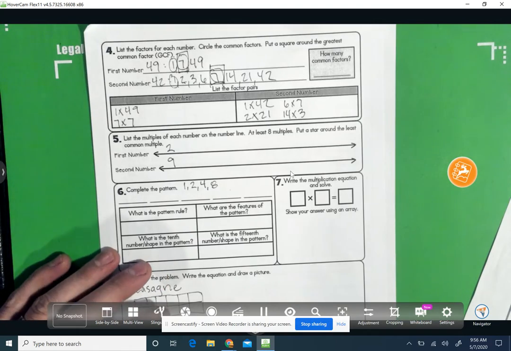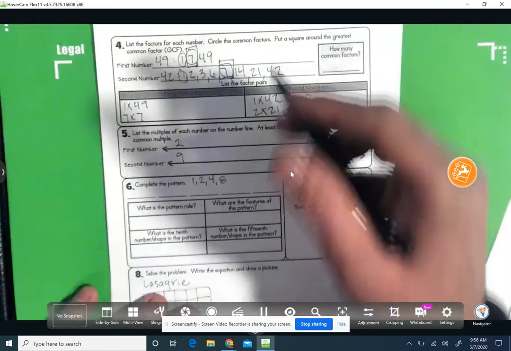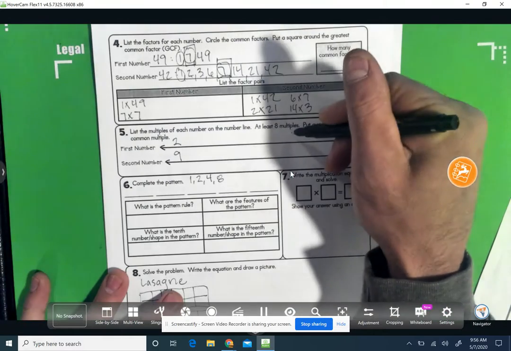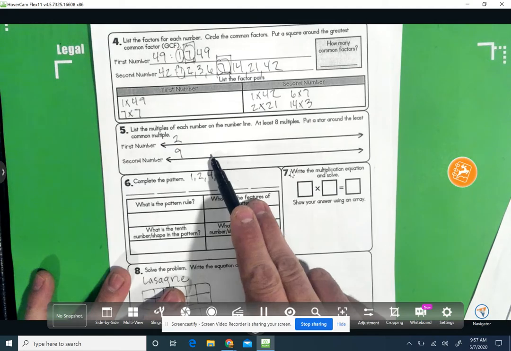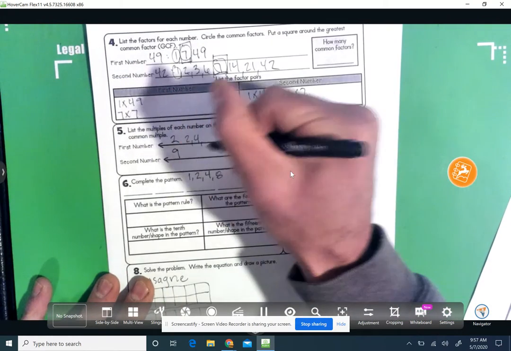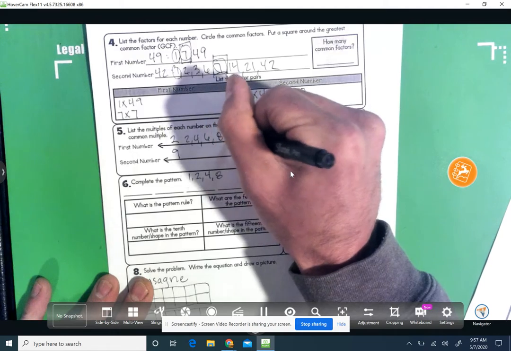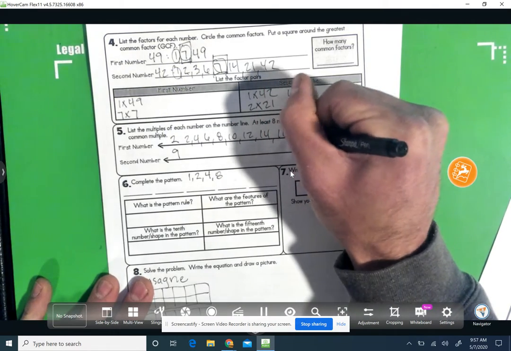Okay. Now listing the multiples. For number 5, we have 2 and 9. We got to list 8 of them. I'm going to end up at 16 for 2, and I'm going to end up at 72 for 9. So we have 2, 4, 6, 8, 10, 12, 14, and 16.